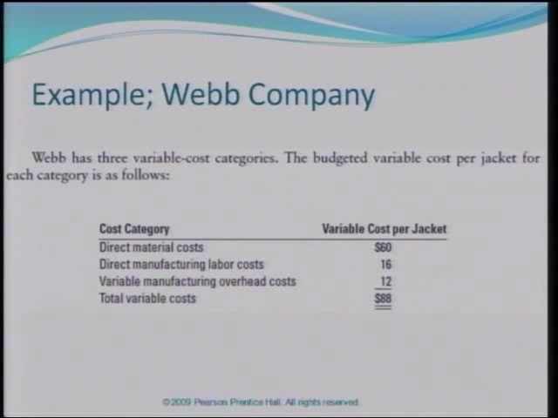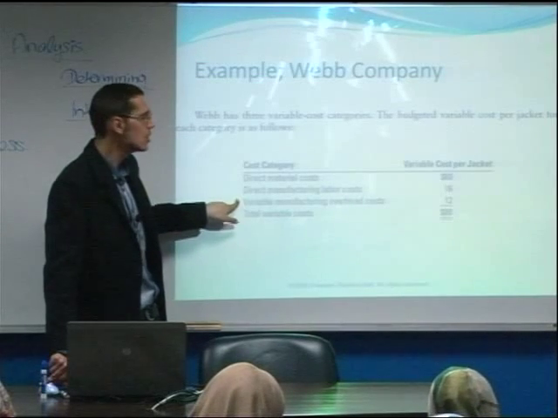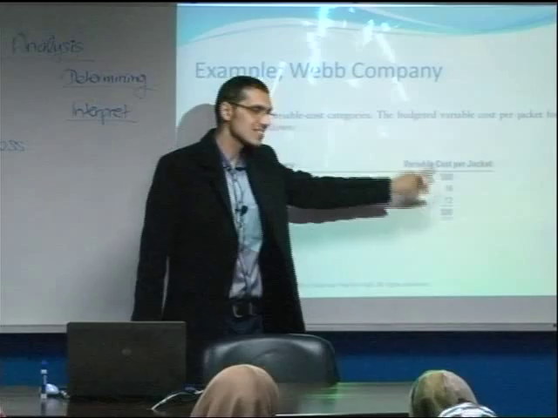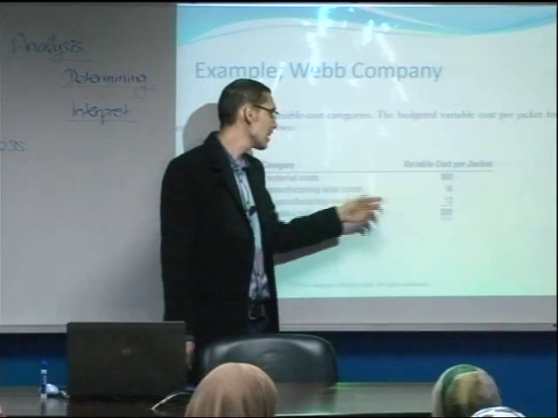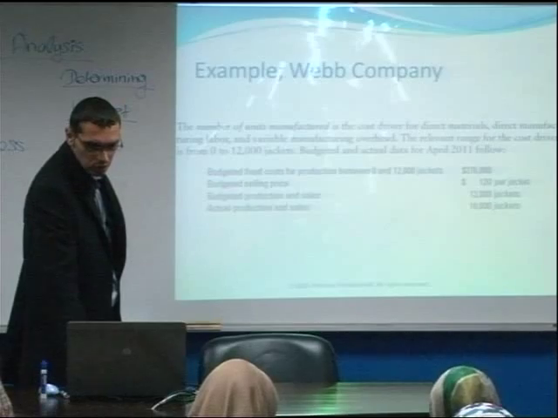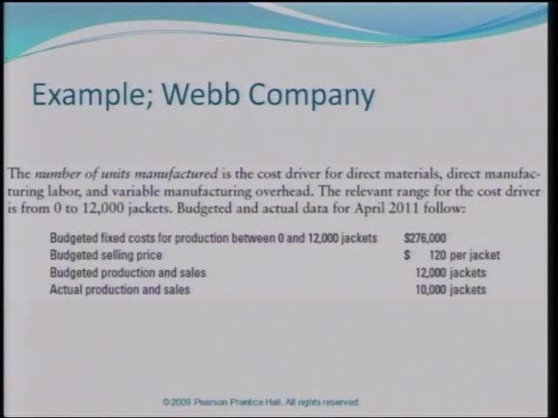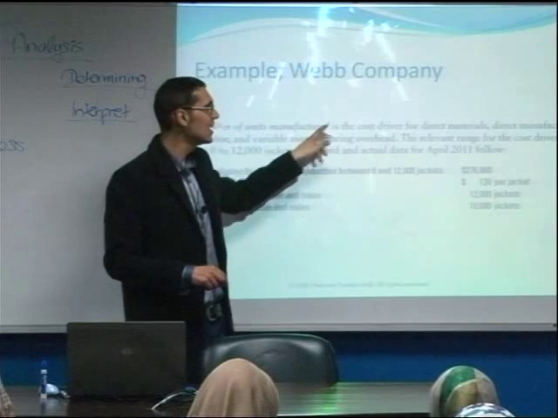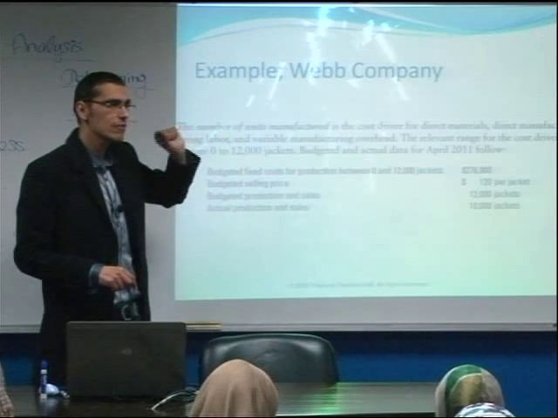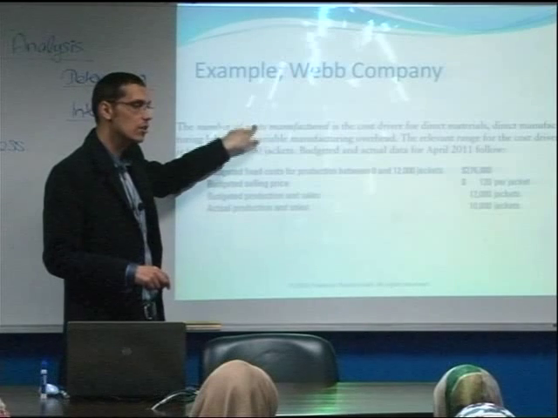Now, according to the example, Web Company has 3 different types of variable manufacturing expenses. First of all, the direct material cost with the amount of $60, direct manufacturing labor cost with the amount of $16, and variable manufacturing overhead cost with the amount of $12. These are the variable manufacturing expenses within Web Company. The example states that the number of units manufactured is the cost driver for direct materials, direct manufacturing labor, and variable manufacturing overhead.